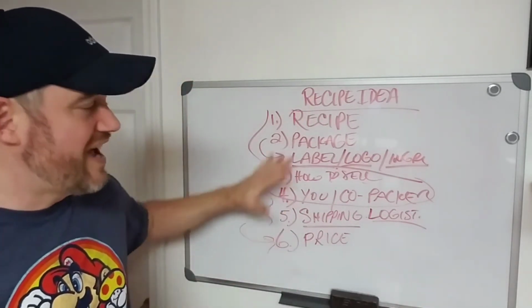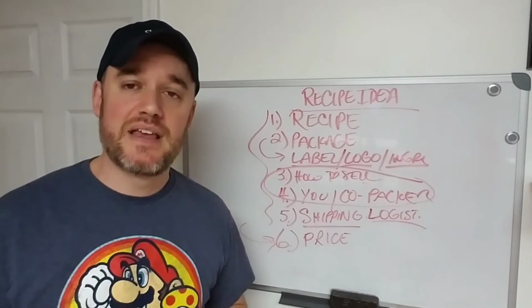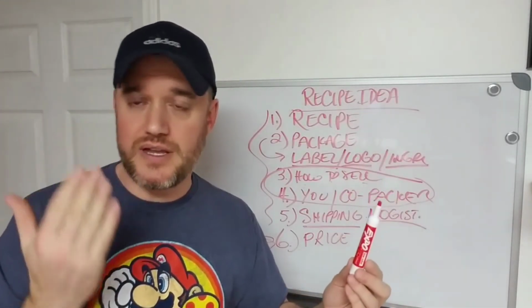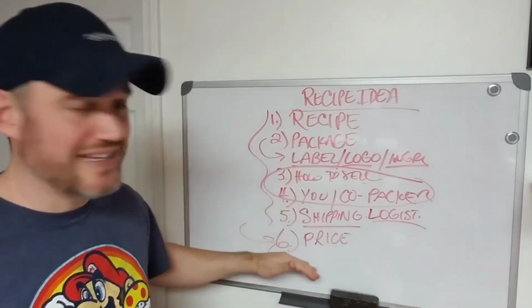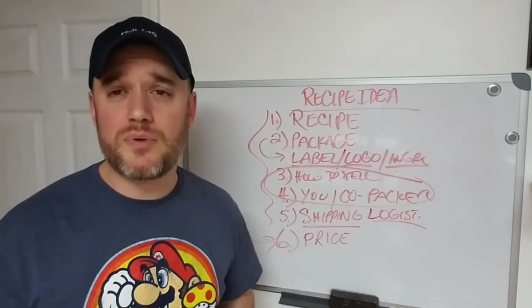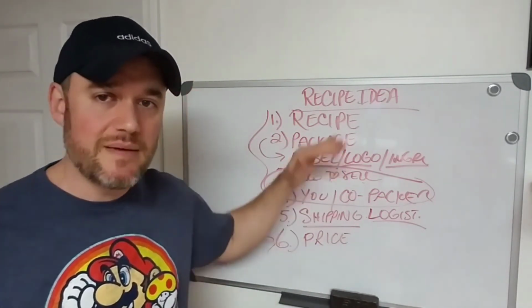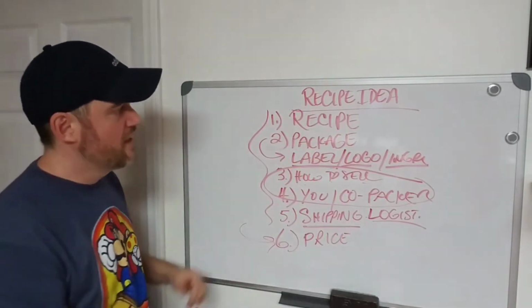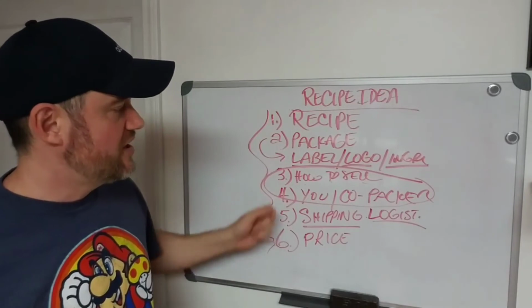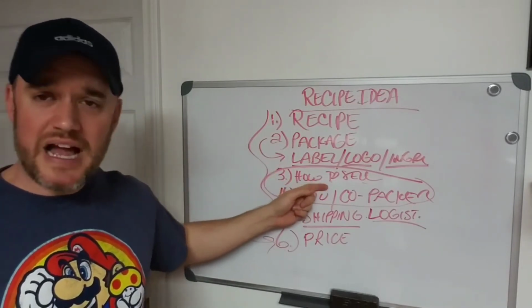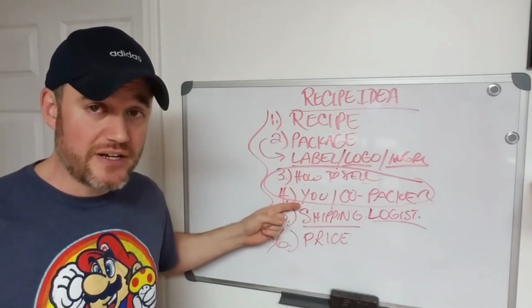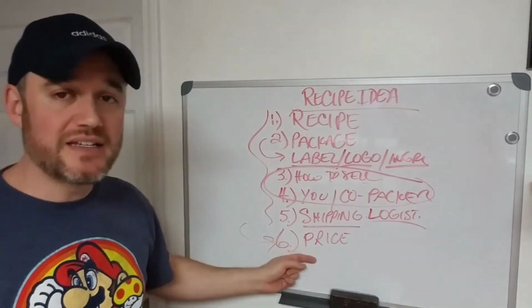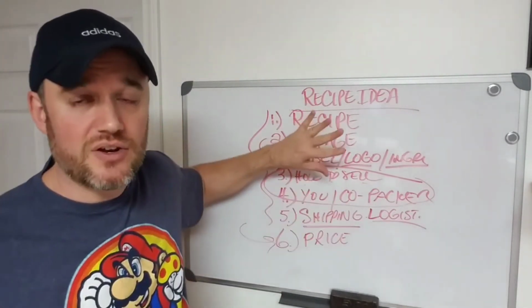Okay, so out of all of the processes in making a recipe into a finished product from here to here, these 6 steps are probably the most important aspects to think about. And like I said, in between all of this, there's a lot of other details, but I'm not going to get into that. Okay, so recipe, package, label. How are you going to sell it? How are you going to manufacture it? How are you going to make it? Shipping and logistics. And then finally, determining that price based on all of that.